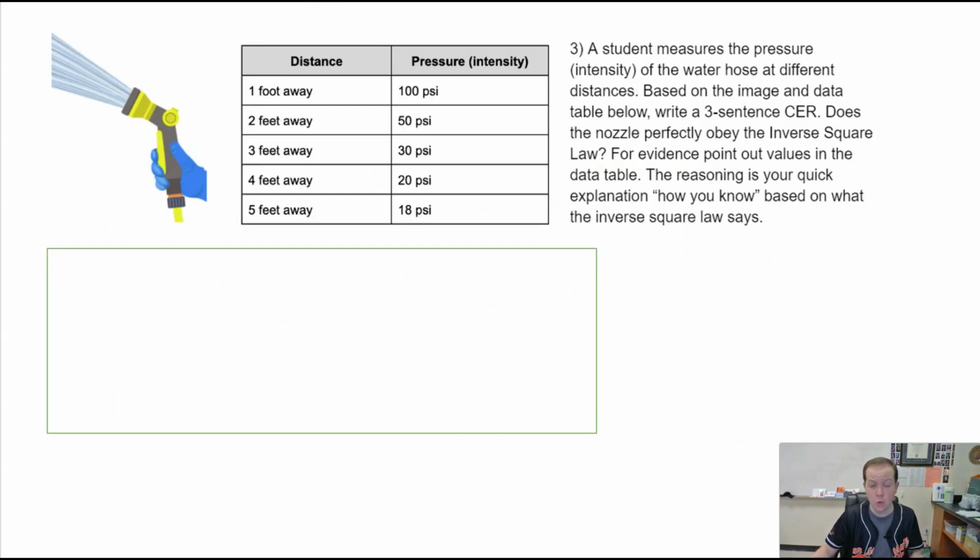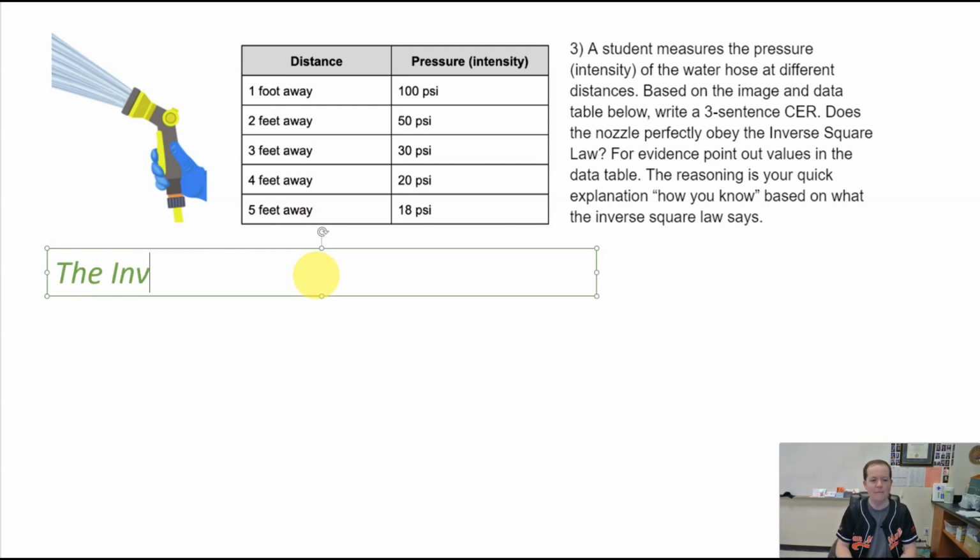Number 3, another good quiz question. You could get a good score, or at least an okay score, a 2, maybe a 3, just by proving you know what the inverse square law says in general. But to really get a 4, you'd have to prove your ability to apply it. So what could a good answer look like?